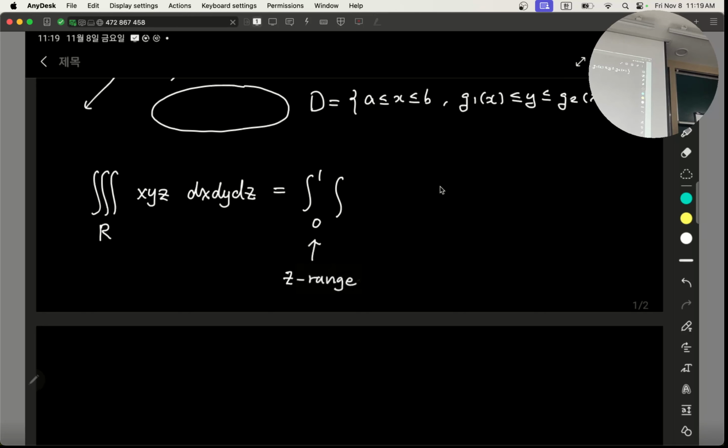We cut the section perpendicular to z first. So that's why we put the integration of z at the outermost integration. And then y ranges from 0 to 1, and x ranges from root z to 1. Okay, so that's our domain of integration.